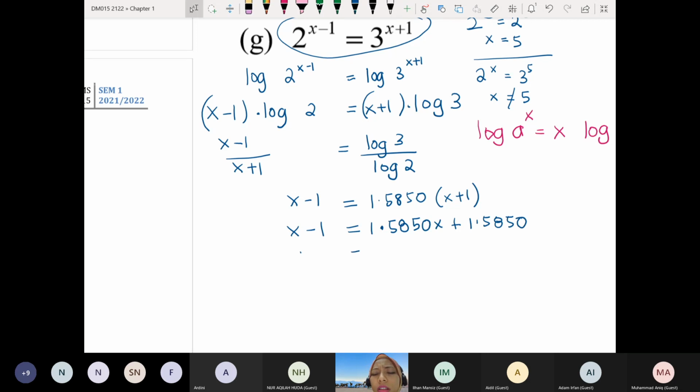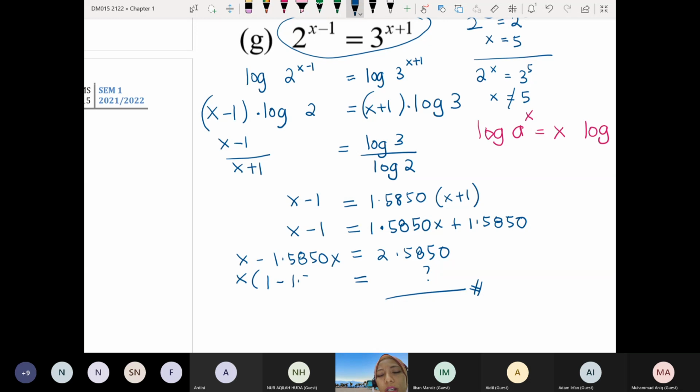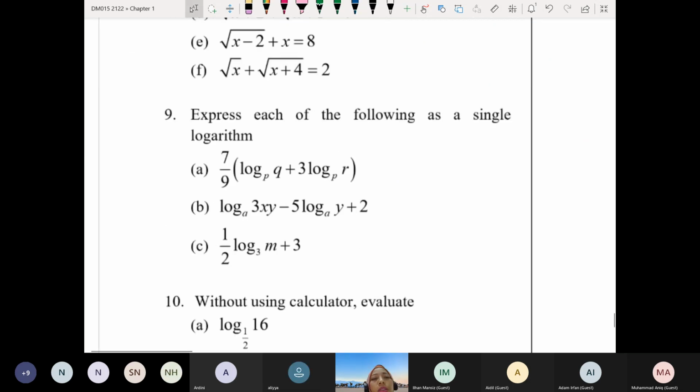Okay. So sekarang x ini kena kumpulkan minus with 1.5850x. This one jadi 2.5850. Okay, you kira sekarang bagi tahu I x dapat berapa jawapan. That's your final answer. Ini macam mana nak buat? X ni factor out keluar 1 minus 1.5850. Okay. So tolak dulu and then ini bahagikan dengan answer ini. Dapat berapa jawapan X? Yang lain, you all tekan calculator pun salah. Nanti you all check semula.